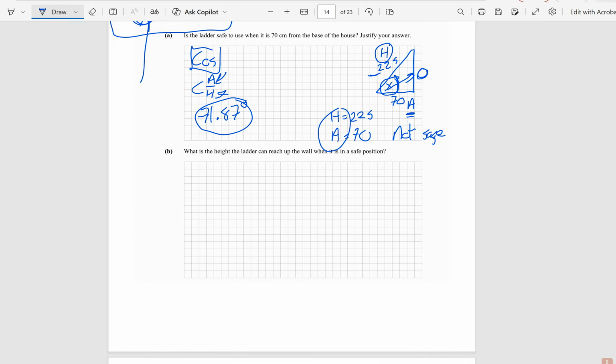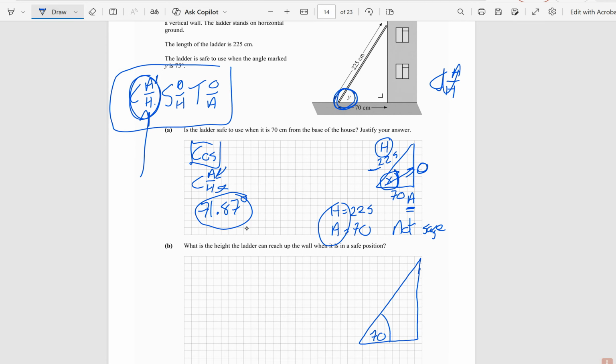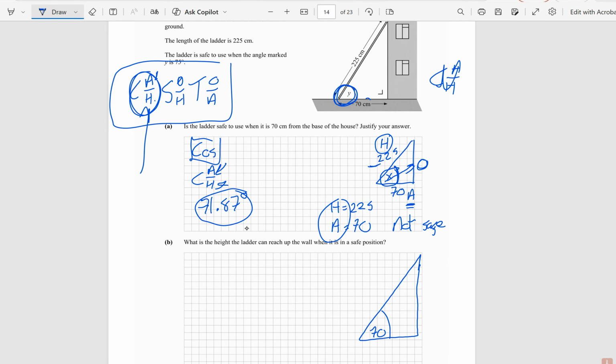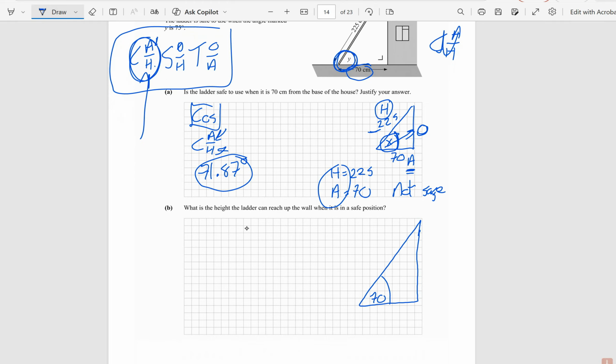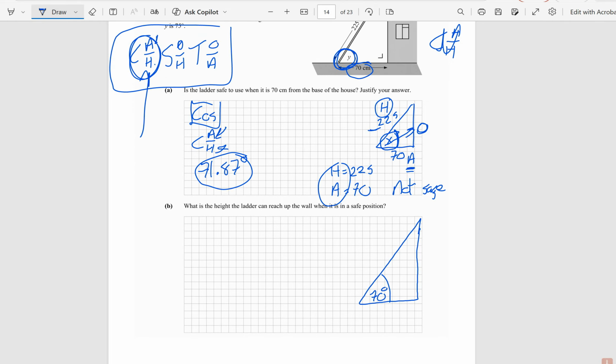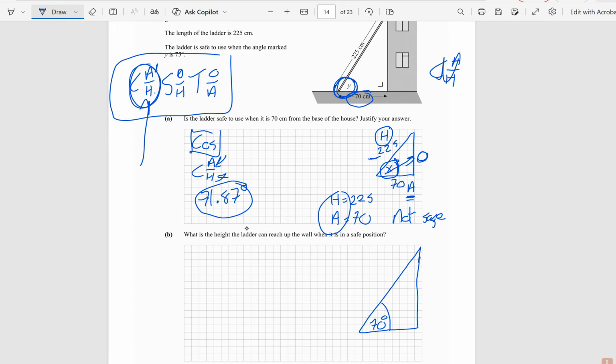Next one. What is the height of the ladder can reach up the wall when it is in a safe position? Well, it's only in a safe position when it's 70. So that has to be 70. This will still be 70 centimeters. So we have 70 degrees here. That's when it's safe. It's still going to be 70 centimeters from the wall, and we're trying to find out how high up does it go.